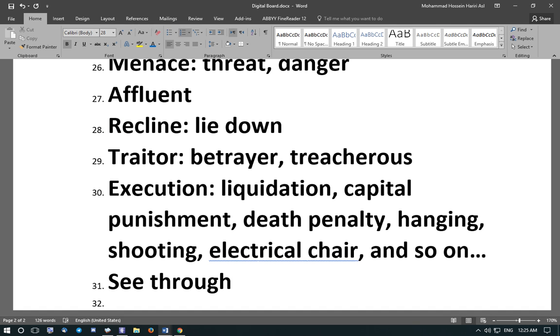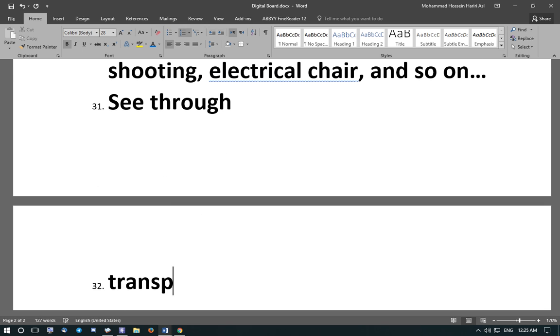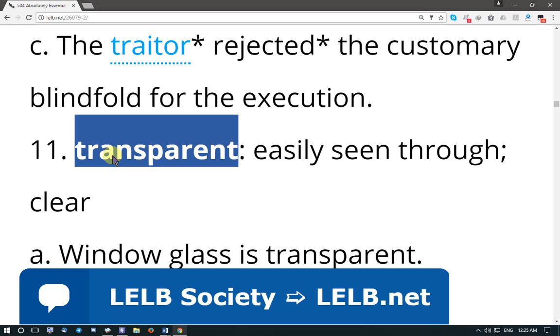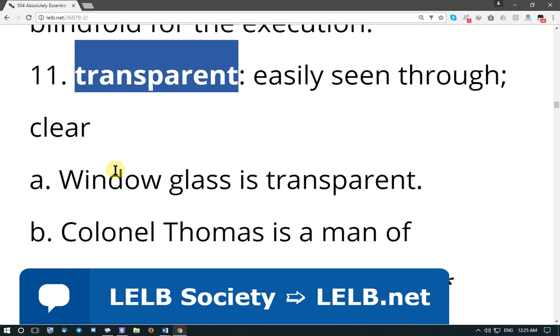Transparency is the noun form and the opposite is opacity. Opaque means something that is not transparent. You cannot see through that. Window glass is transparent. Well, it is transparent, it's clear.